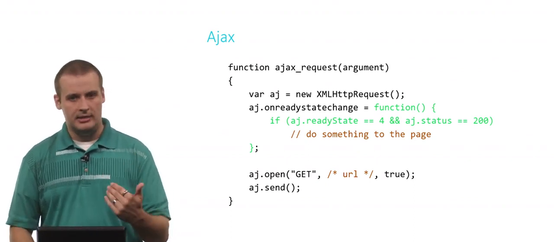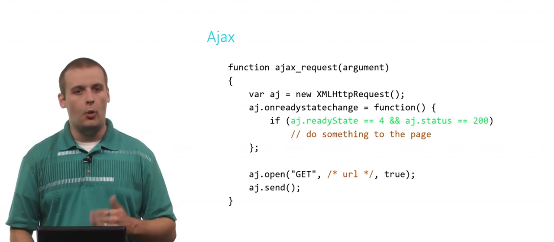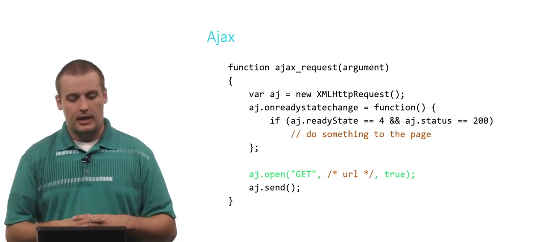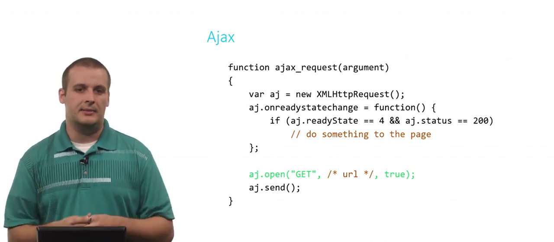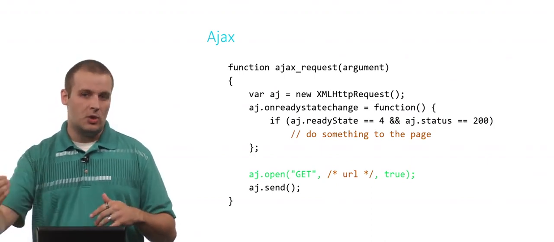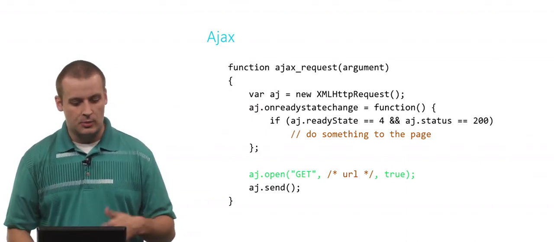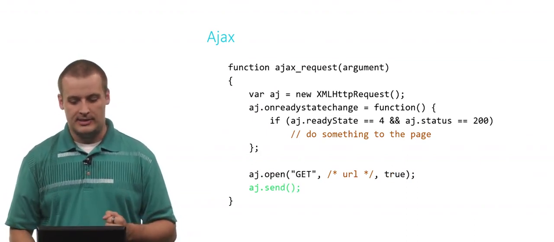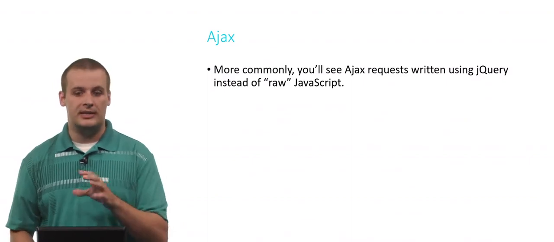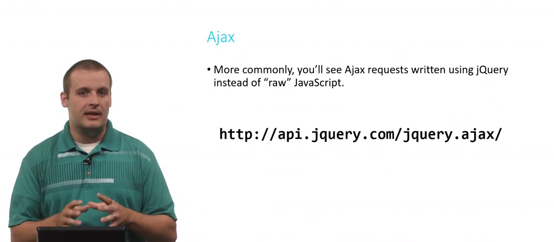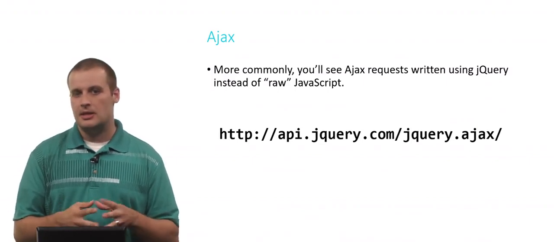Once that is done, we're then going to open our XML request, or Ajax request. This is just a simple way to do this. We're basically creating a GET request of a particular URL. Don't worry about what the true means. And then we're just going to send that request. So again, you'll usually see this written in jQuery instead of in pure JavaScript.